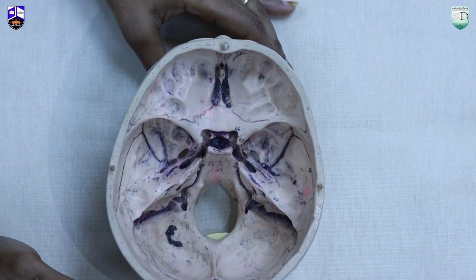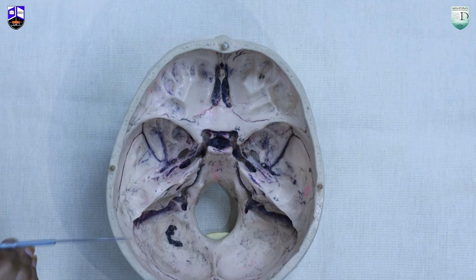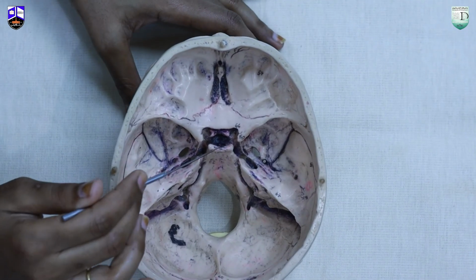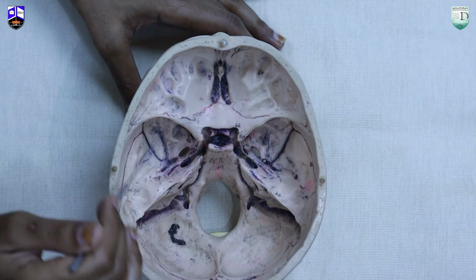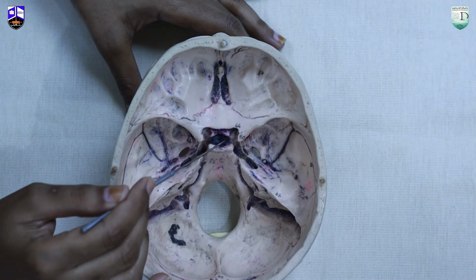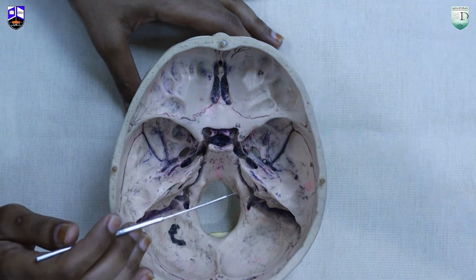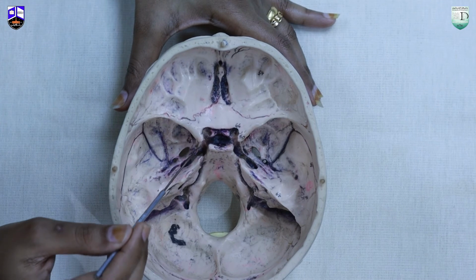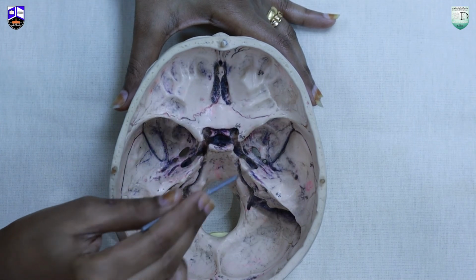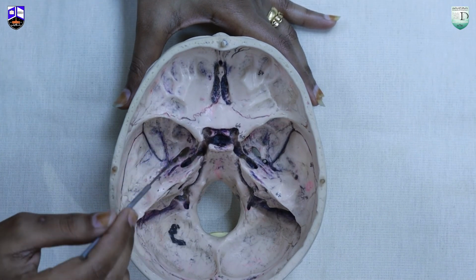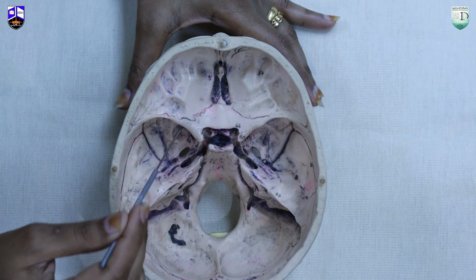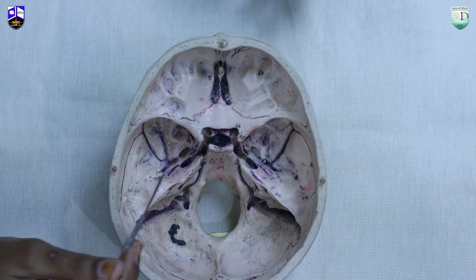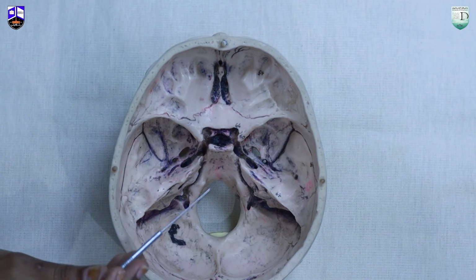So far, this is all about the anterior cranial fossa. Now we move to the middle cranial fossa. You can see here the middle cranial fossa is butterfly shaped. The body of the butterfly is small and is made by the body of the sphenoid bone, while the wings of the butterfly extend more laterally, being formed by the greater wing of the sphenoid, and posterolaterally here by the anterior aspect of the petrous part of the temporal bone.